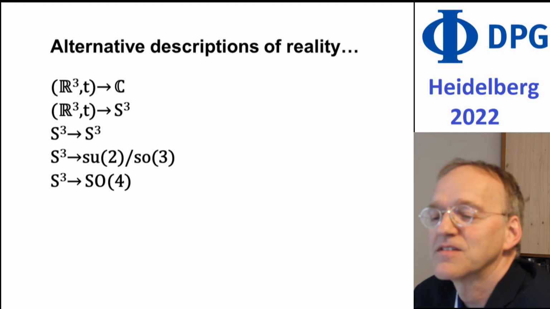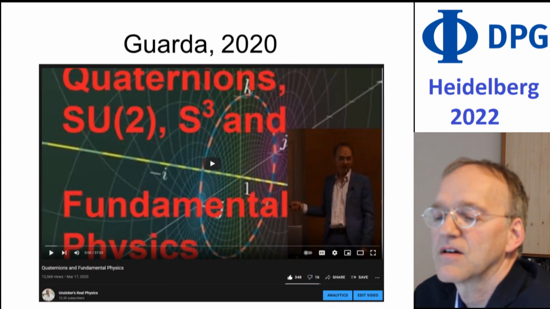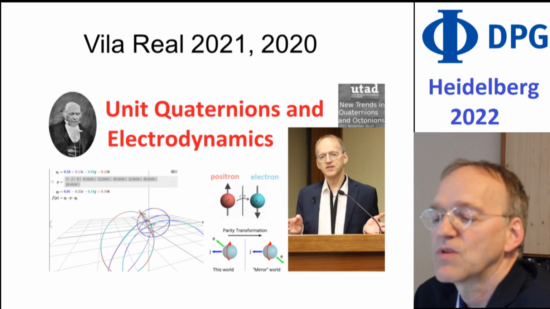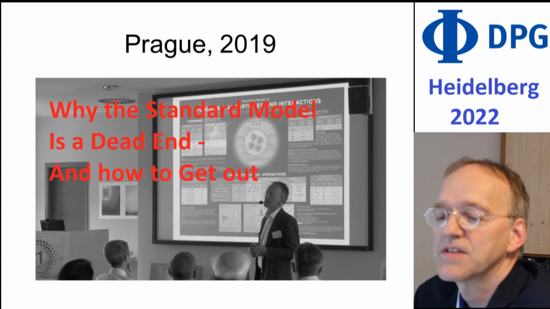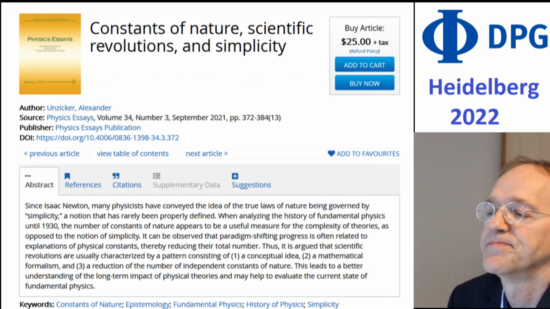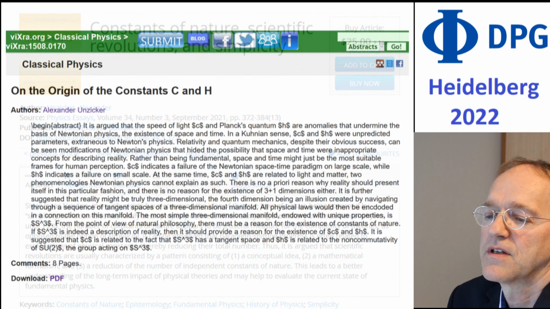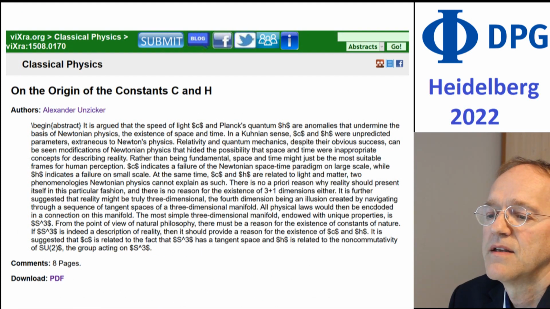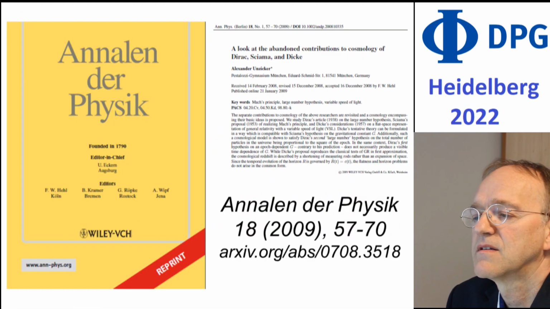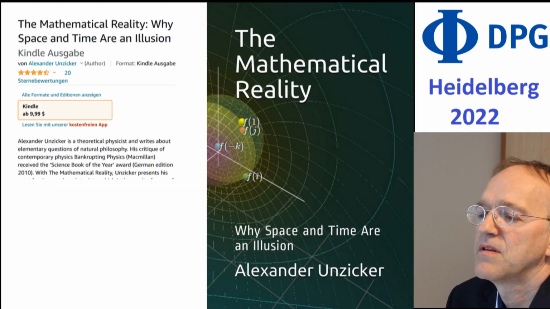Alternatives to reality. Just a link to other talks I have given at mathematics conferences. This is related to problems of current physics, and this is a paper about constants and simplicity underlying the argument of natural constants. And this is a related older article in Annalen der Physik, and this is a book about mathematical reality.